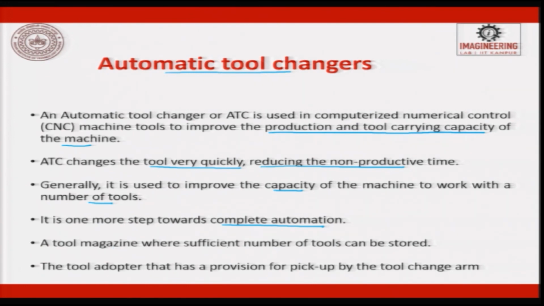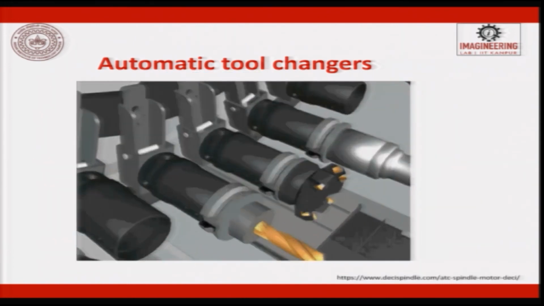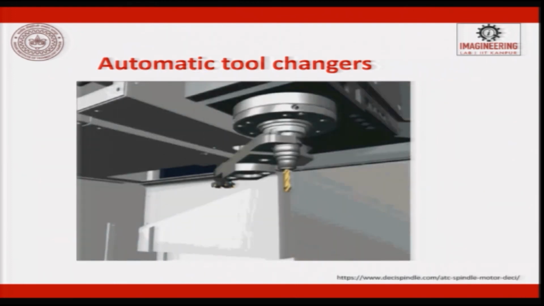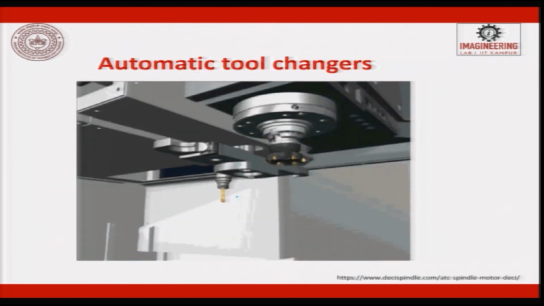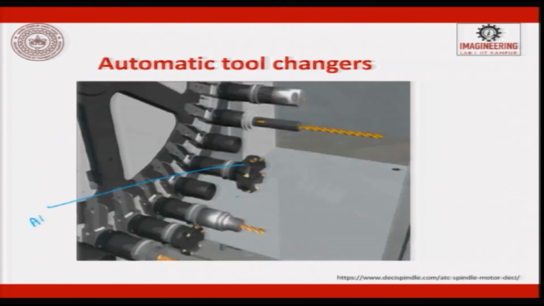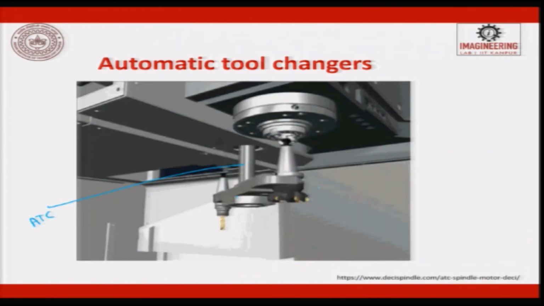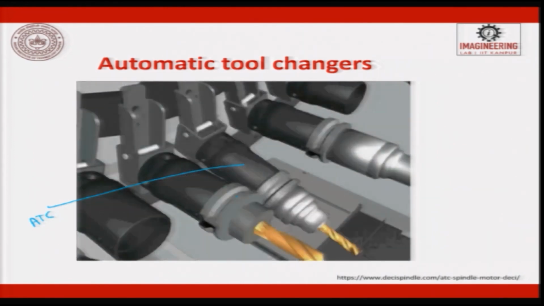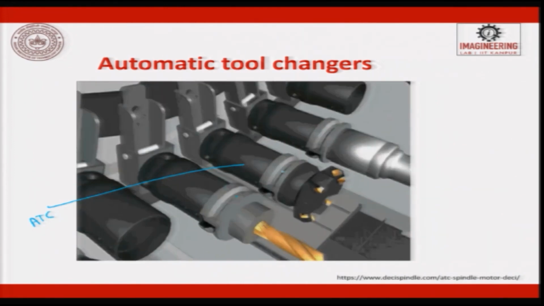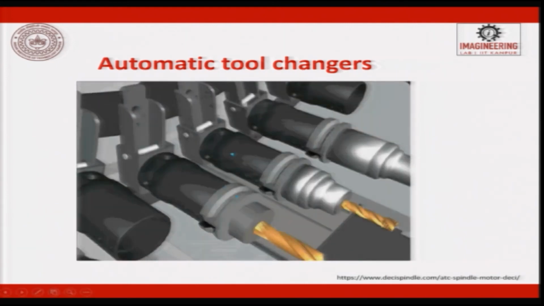A tool magazine where a sufficient number of tools can be stored. We also need an automatic tool changer. A tool adapter that has a provision for pickup by the tool change arm is called an automatic tool changer. You can see here the automatic tool changer, the ATC. A tool which is now removed from the spindle is mounted and put back into the system. So, this is an automatic tool changer.